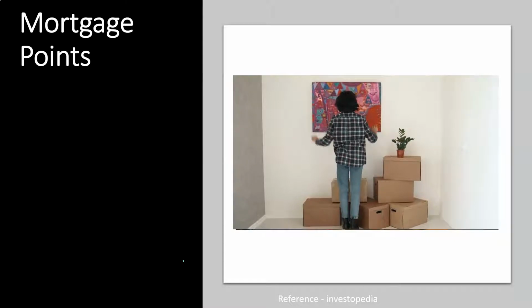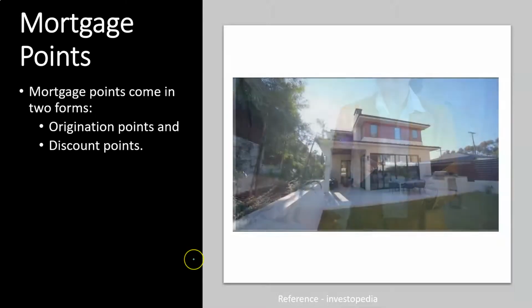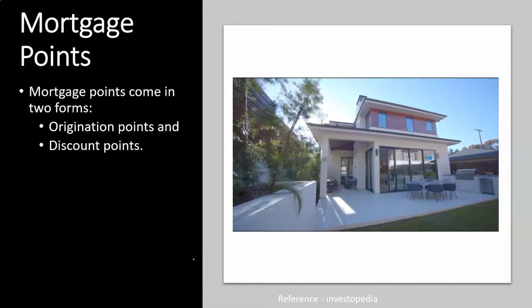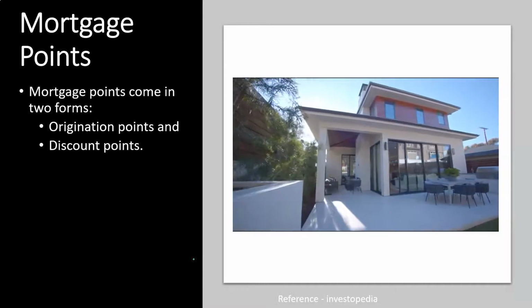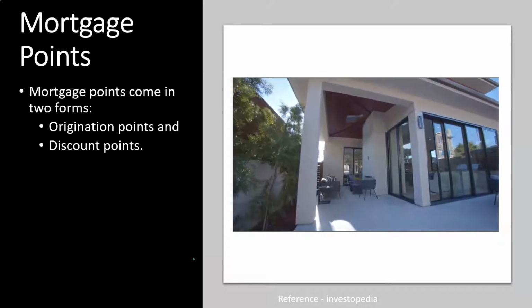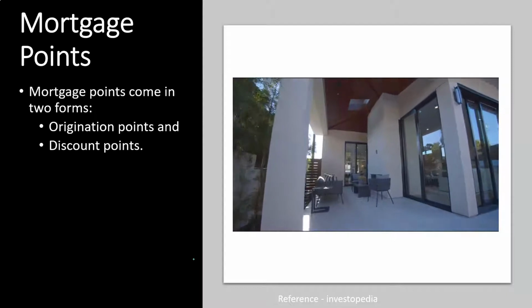are investment related. First thing to note is that the mortgage points come in two major forms, that being origination points and discount points. So that's the first thing you want to understand when you're discussing points. Which category are we talking about, origination points or discount points?